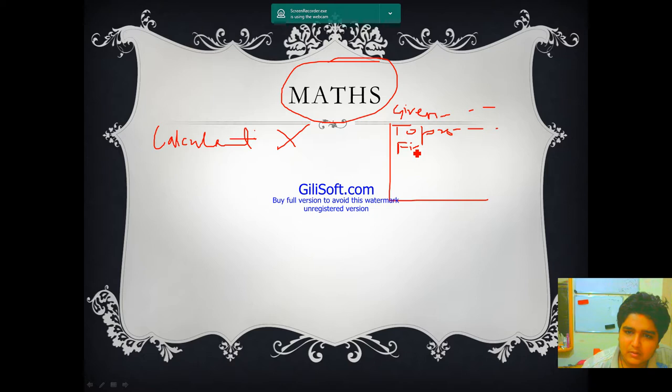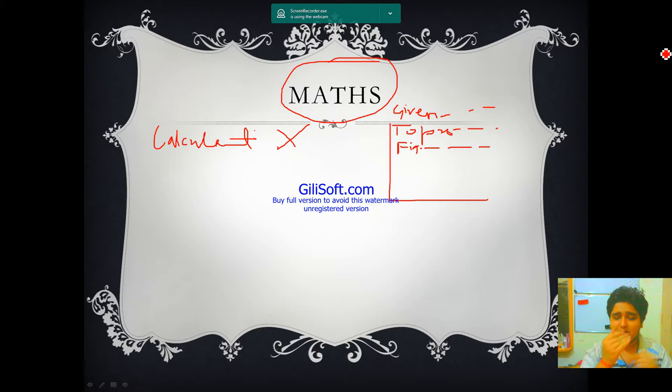If you're writing this much, for example, before the given, a let should come: let x kilometer per hour be the speed of the stream, let y kilometer per hour be the speed of the boat, given that 4x minus 3y is equal to 24, and 5x minus 4y is equal to 24. That is, from words you're converting it to your required equation.